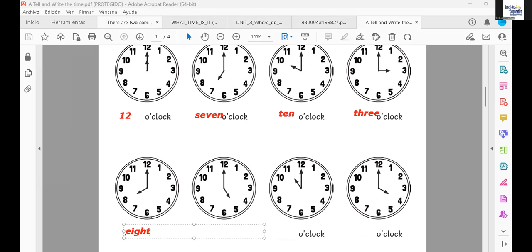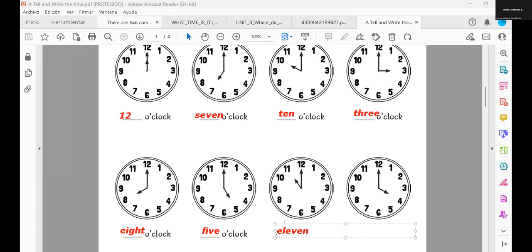8 o'clock. Okay, it's 8 o'clock. How about this one? 5 o'clock. Okay, it's 5 o'clock. Don't forget it. How about this one? It's 11 o'clock. 11 o'clock. Okay, 11 o'clock.